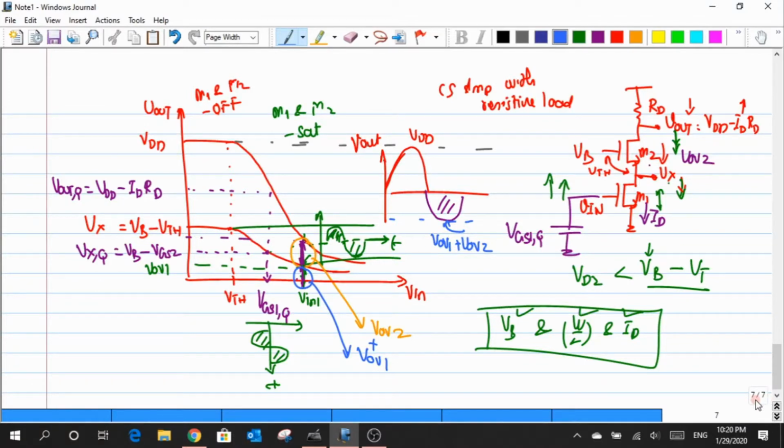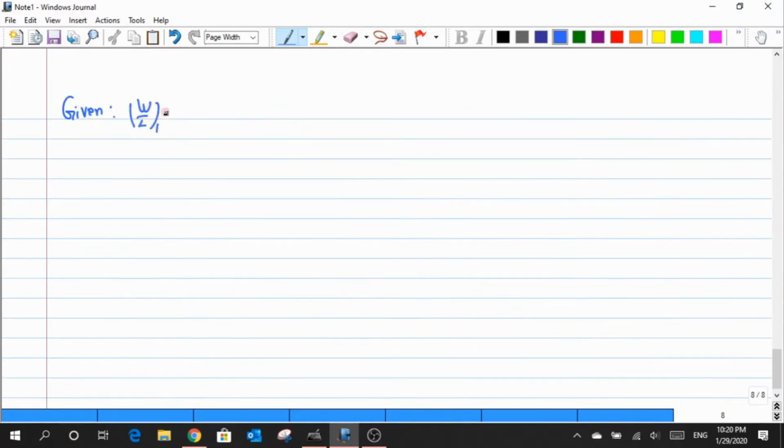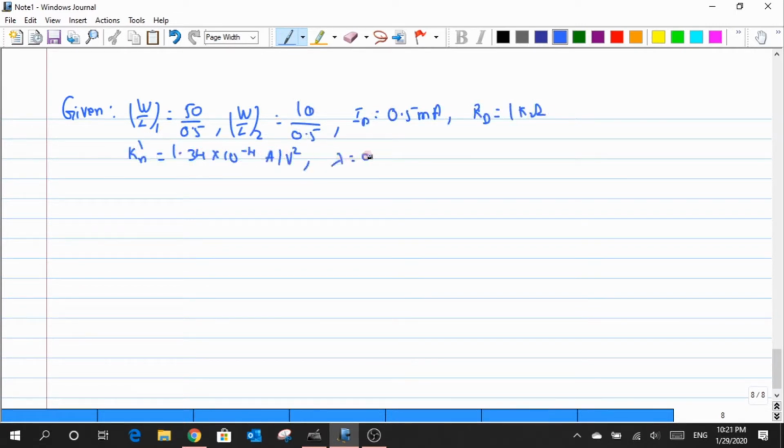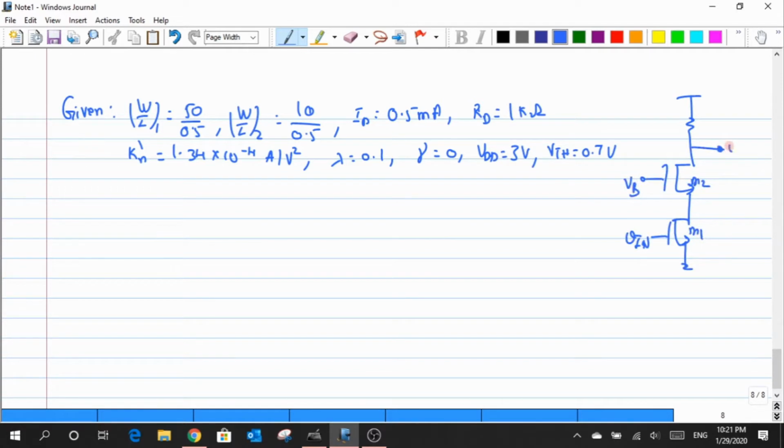So now let us try to do a problem. Let us move on to the first part of this question, which is the computation of the value of VB.